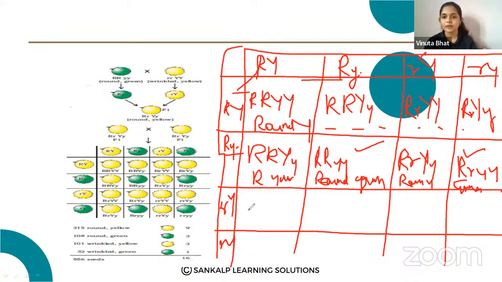Next, see. Capital R, small r. Here capital Y. This is also round yellow. And next one, capital R.